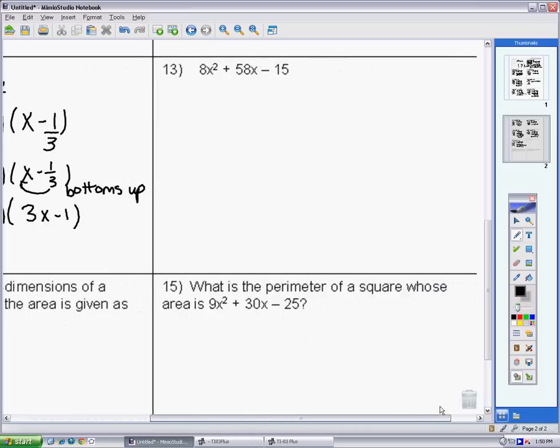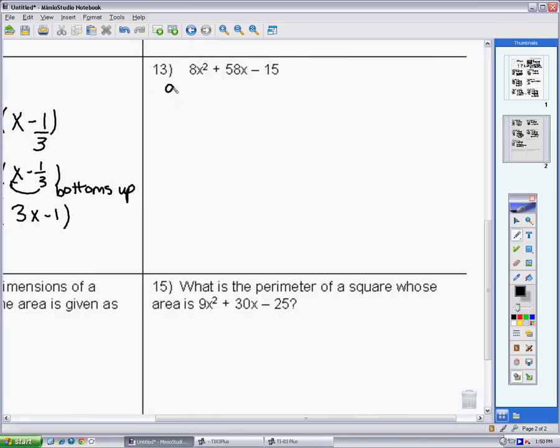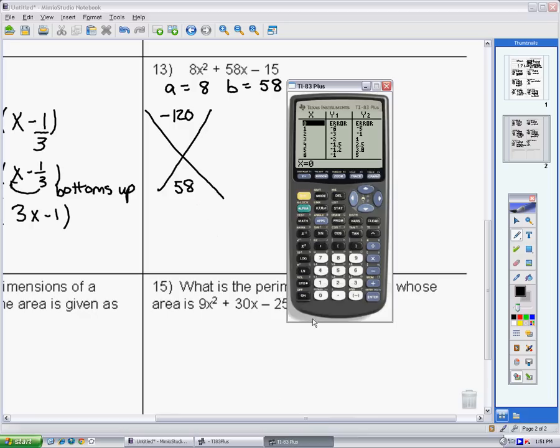Number 13. I'm going to label my coefficients. A is 8, B is 58, and C is negative 15. I'm going to make my x, and I'm going to multiply 8 times negative 15. That gives me negative 120. And 58 goes in the bottom. I'm going to bring up my calculator and change my number to negative 120. And I'm going to check for 58.